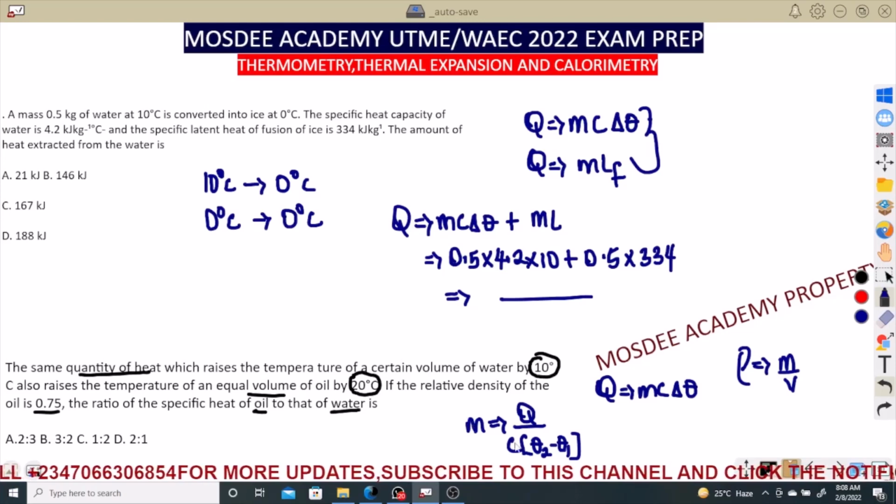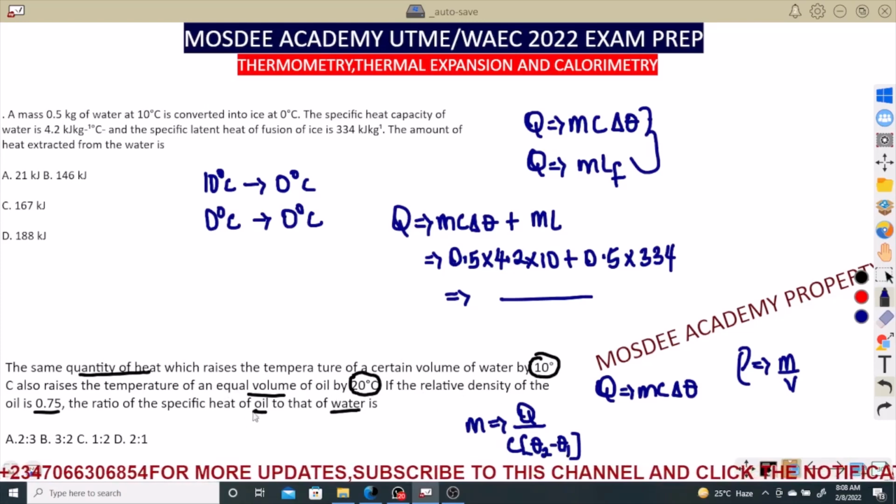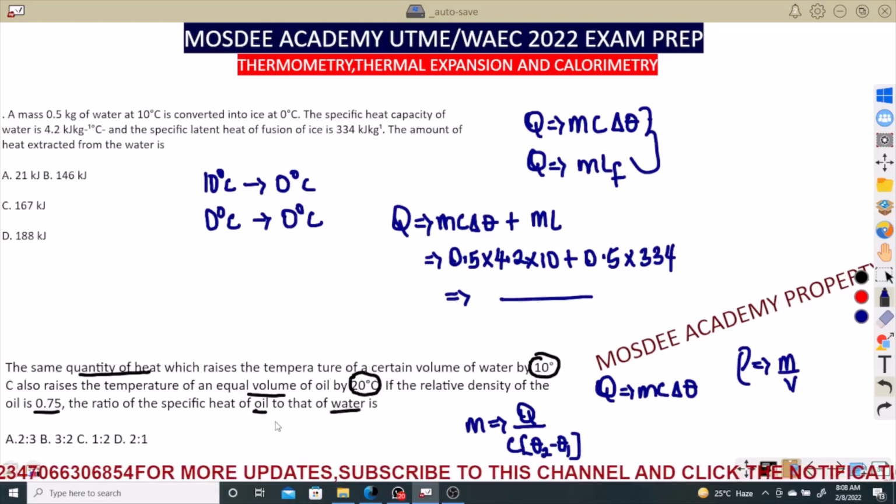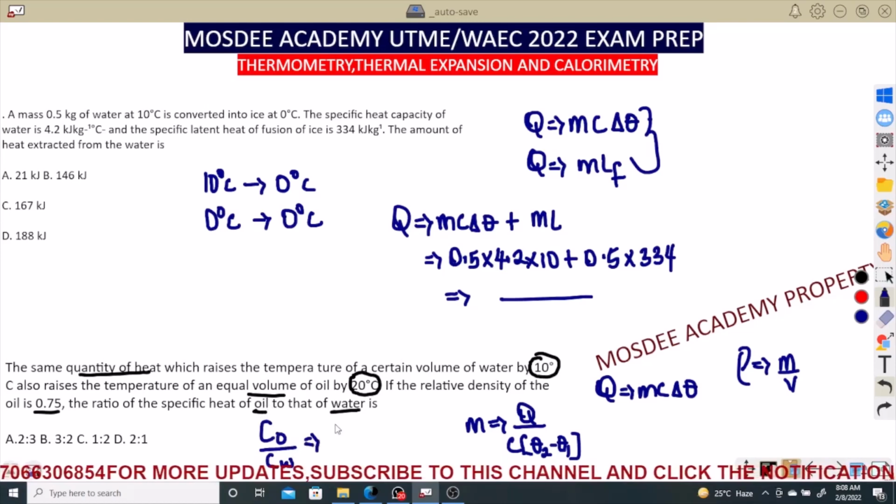So now, since mass is inverse, we have to change the specific heat and temperature. We have to just inverse our relationship of temperature. So what I'm saying is that the C of oil over the C of water will now be equal to, we have to inverse the specific capacity of oil to that of water. I will say C of oil over C of water will now be equal to temperature of water.